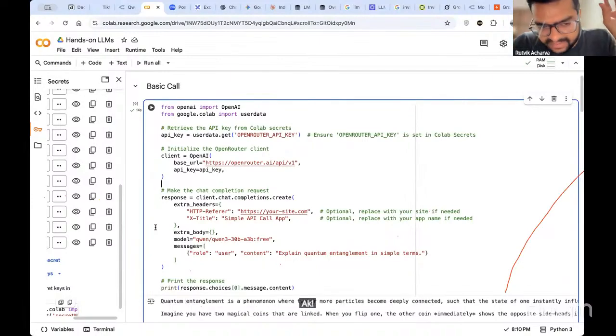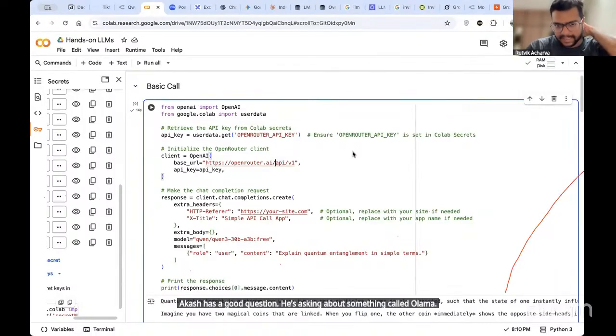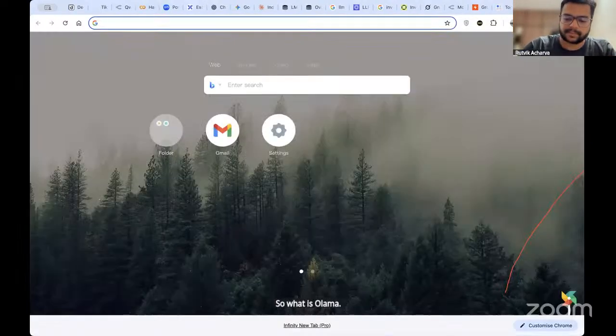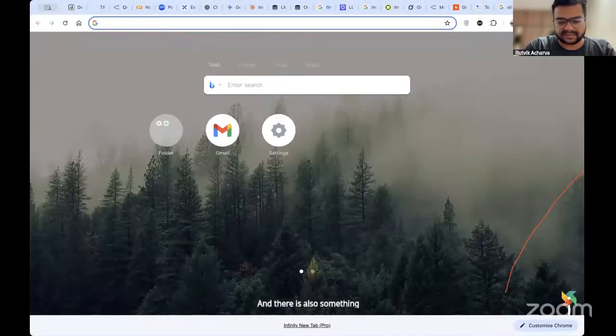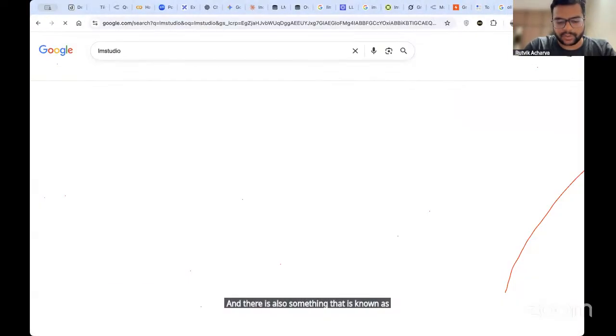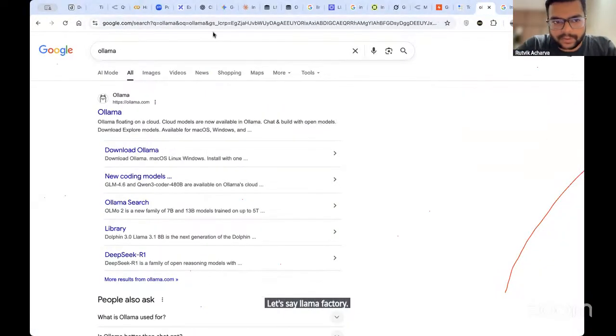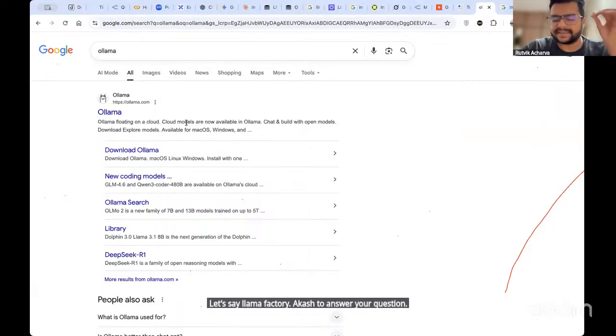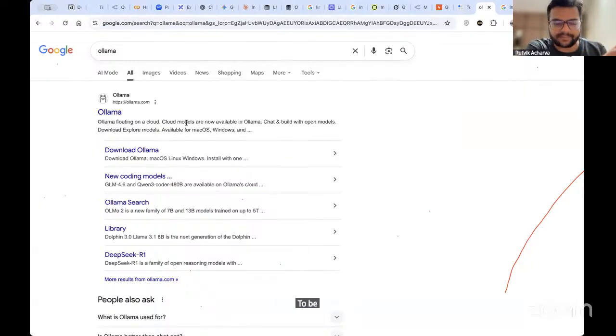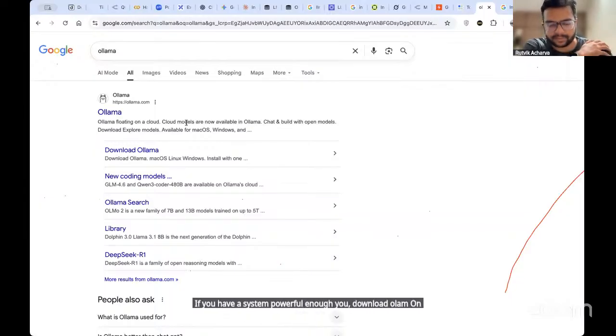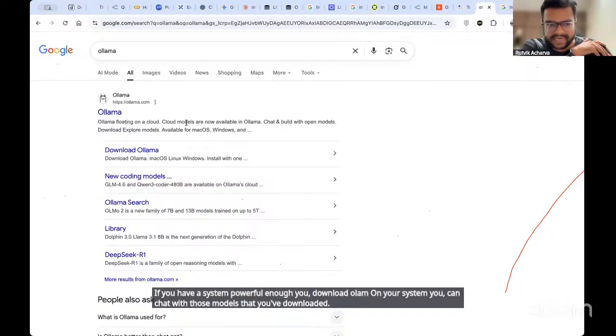Akash has a good question. He's asking about something called Ollama. So what is Ollama? And there is also something that is known as LM Studio, or let's say Llama Factory. Akash, to answer your question, it's not necessarily a cloud interface. Okay. Ollama is meant to be a framework where you can download the models. If you have a system powerful enough, you download Ollama on your system, you can chat with those models that you've downloaded, or you can fine tune those models.